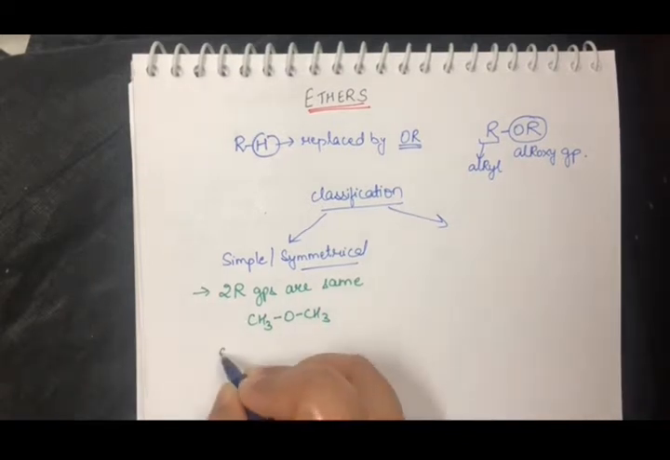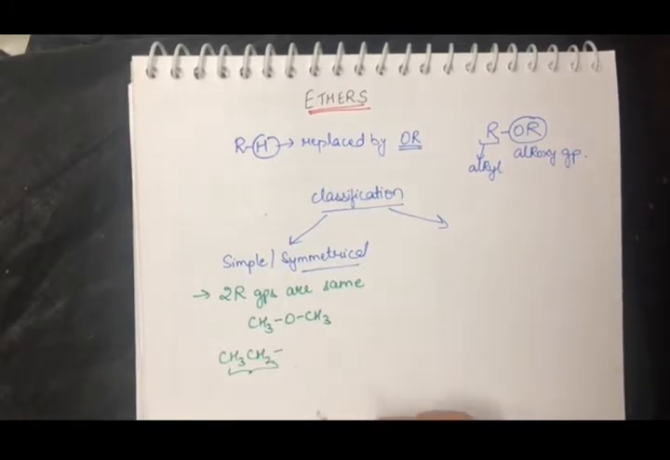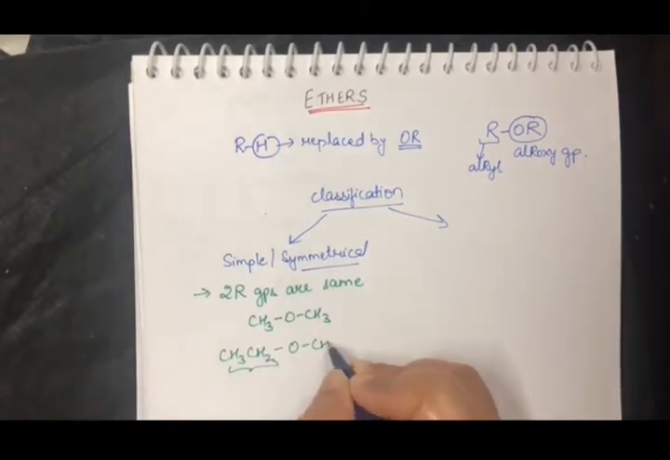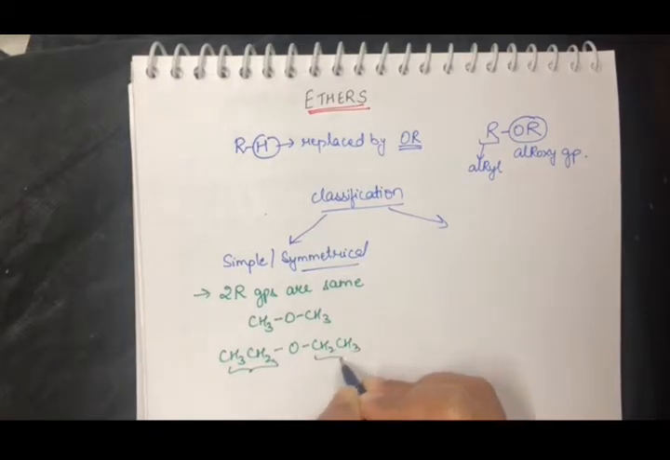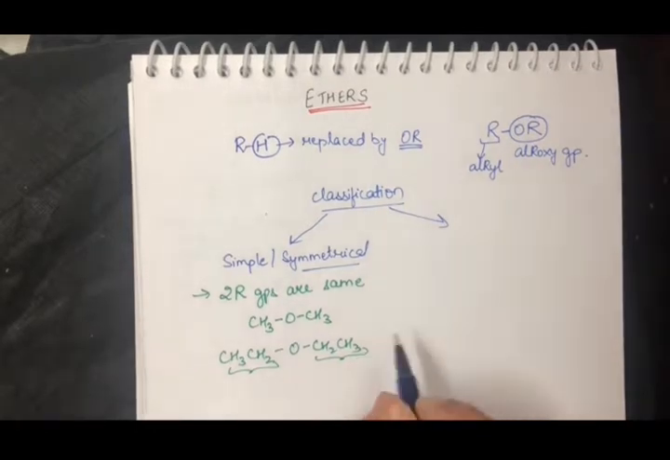Now I can also say that this is my ethyl on one side. After oxygen I again have ethyl. So I have the same alkyl group on both sides of the oxygen atom. This is a simple or symmetrical ether.